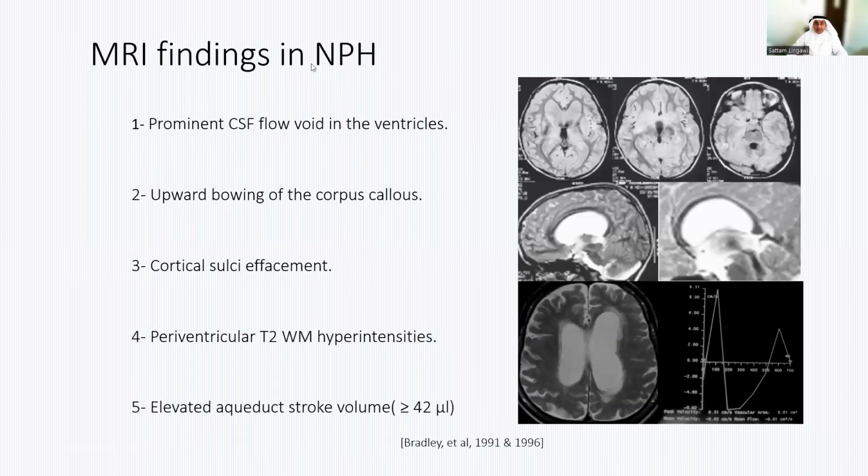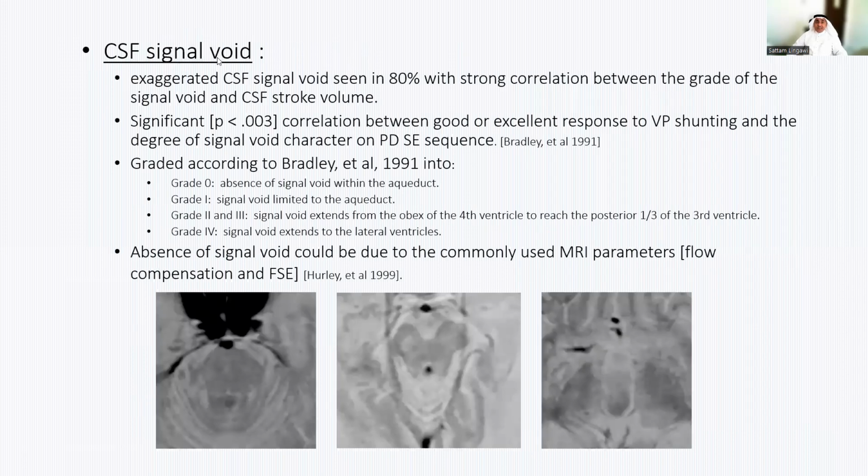So if we go to these factors again and take them one by one, CSF signal intensity void actually has the best correlation with NPH, because it is present in 80% of the cases with high significant correlation. And there is actually a grading system for how much signal loss can be appreciated. Obviously, grade 0 has no signal loss, and grade 4 has signal loss that extends from the lateral ventricles down to the fourth ventricle, and in between are grades 1, 2, and 3. So you can grade the degree of signal void created by the hyperdynamic flow nature of CSF.